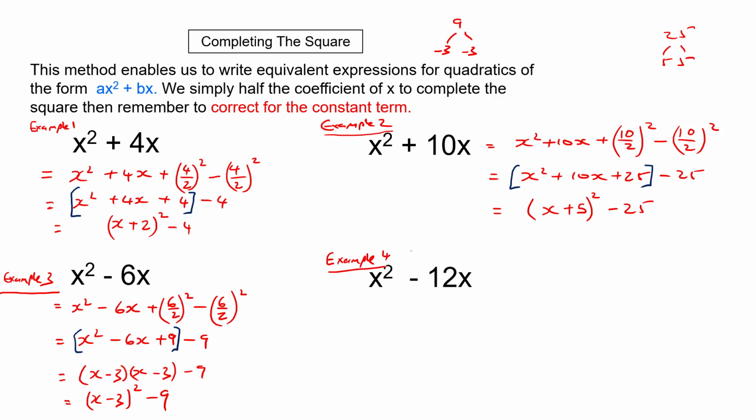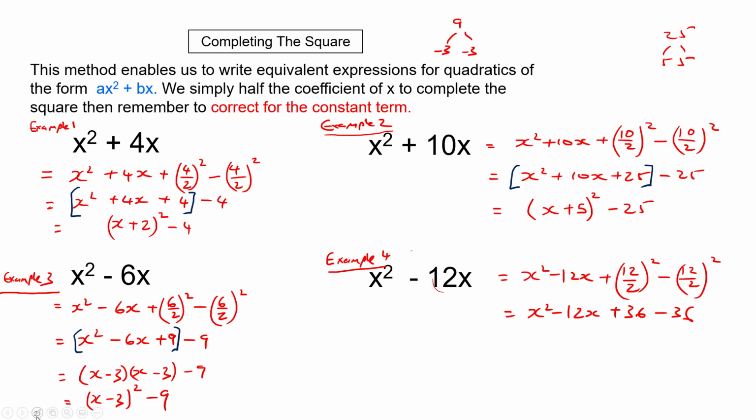Example 4. You just got to take your time because this is brand new. So it's x squared minus 12x. We take the 12. Doesn't matter if it's positive or negative. We just take the 12. So it's plus the 12 over 2 squared. And because we've added it, we've got to take it away as well. Minus 12 over 2 squared. So that's x squared minus 12x. 12 over 2 is 6 squared, so it's plus 36 and minus 36. So I'll just get my blue pen back.